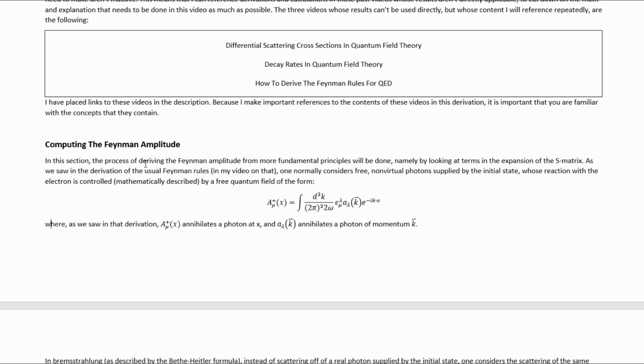In this section, the process of deriving the Feynman amplitude from more fundamental principles will be done, namely by looking at terms in the expansion of the S matrix. As we saw in the derivation of the usual Feynman rules in my video on that, one normally considers free, non-virtual photons supplied by the initial state, whose reaction with the electron is controlled, meaning mathematically described, by a free quantum field of this form, where, as we saw in that derivation, A plus mu of x annihilates a photon at x, and A lambda of k annihilates a photon of momentum k.